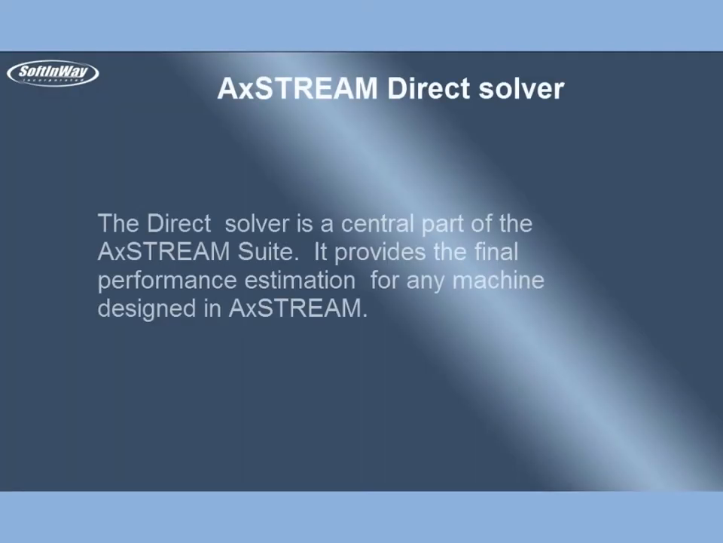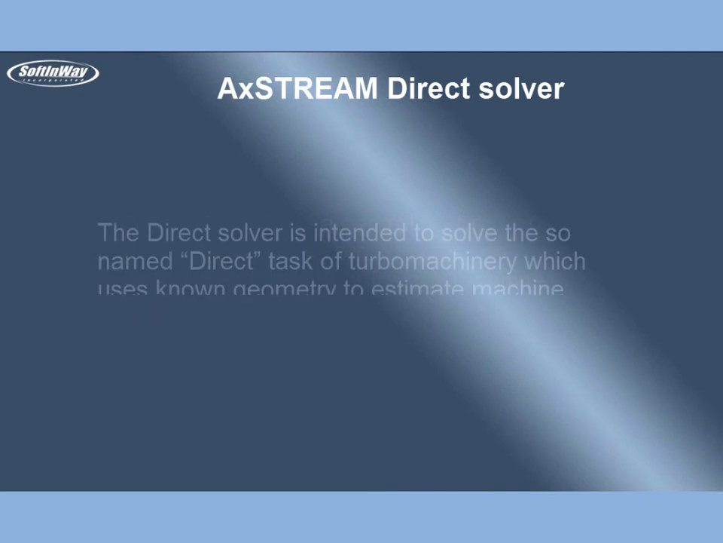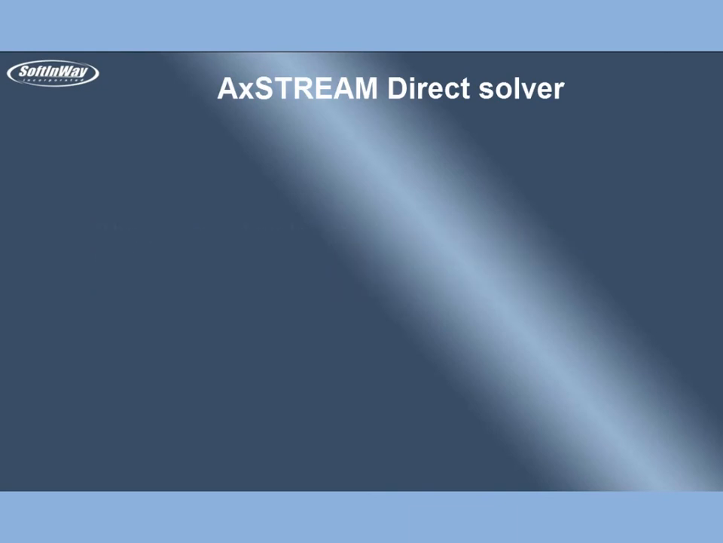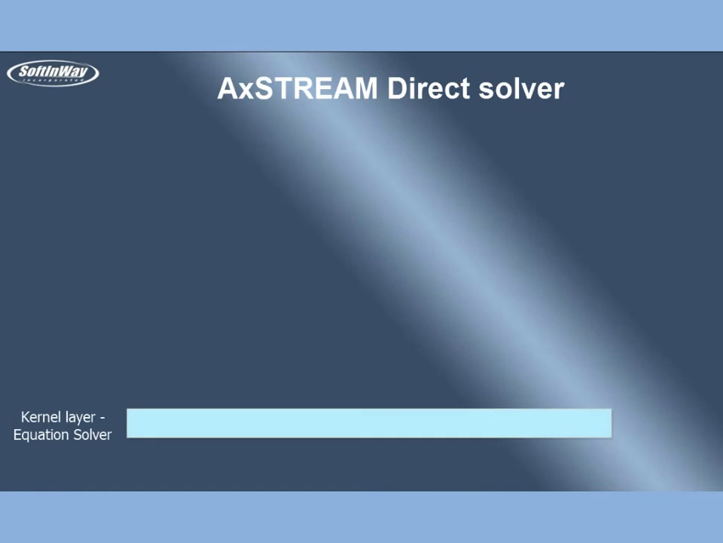The direct solver is a central part of the AxSTREAM suite. It provides the final performance estimation for any machine designed in AxSTREAM. The direct solver is intended to solve the so-named direct task of turbomachinery, which is using known geometry to estimate machine performance. The direct solver includes 3 layers. The kernel layer of the direct solver solves a system of 4 classic equations: energy, continuity, process, and state.